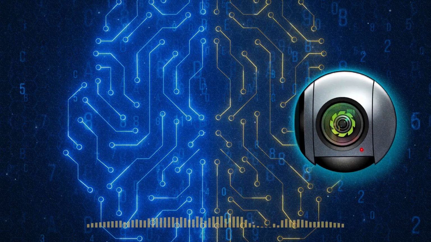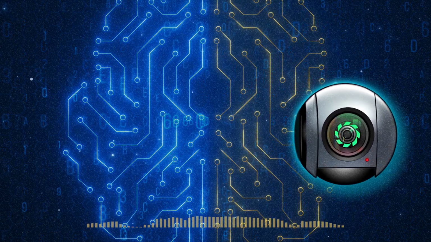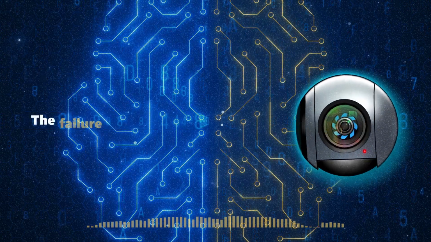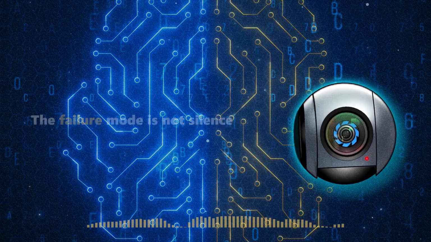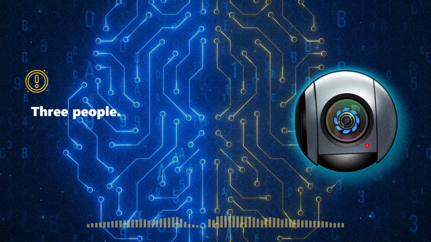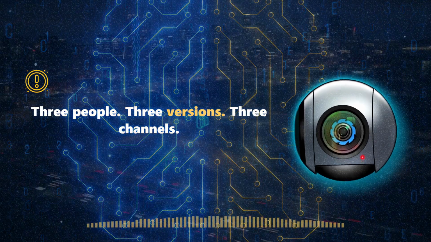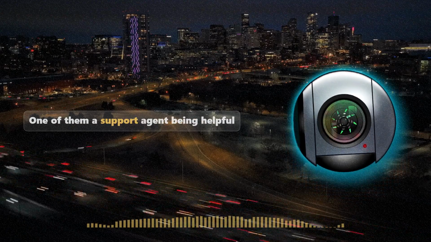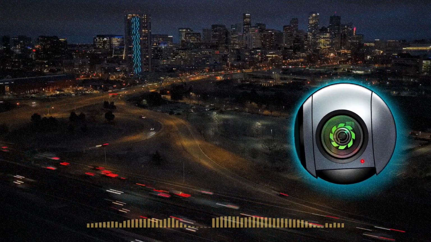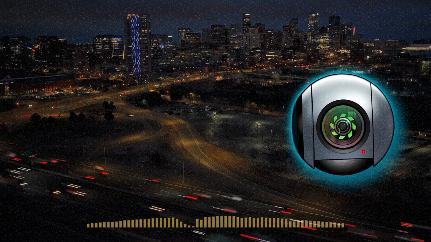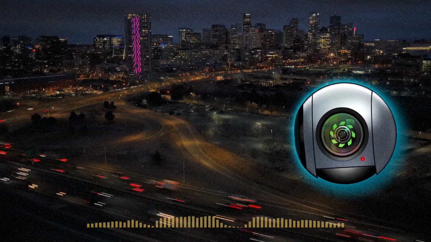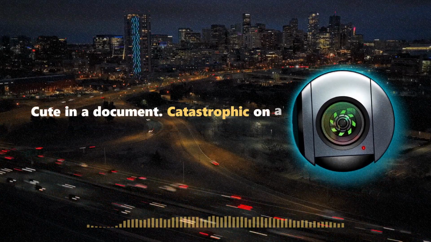That last one matters more than people think. Decide now that exactly one role speaks externally during an incident. Because the failure mode is not silence. The failure mode is 3 different people giving 3 different versions of events on 3 different channels, and one of them is a support agent trying to be helpful in a live chat. And put a deputy on every row, because your named person will be on a plane or on holiday or asleep, or will be the incident. Single points of failure are cute in a document and catastrophic on a Tuesday.